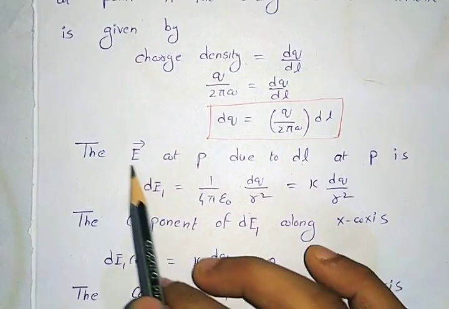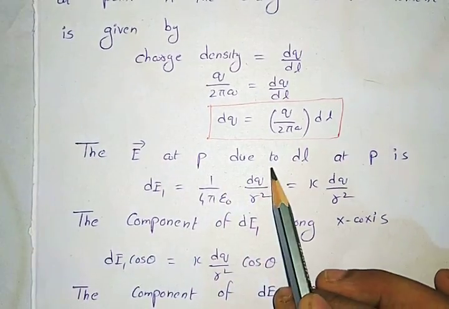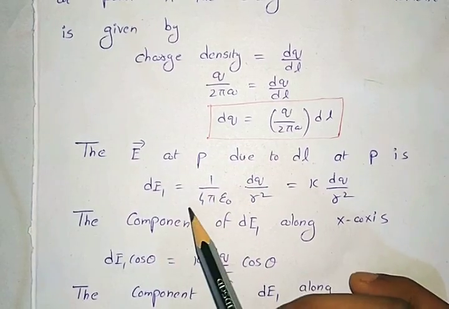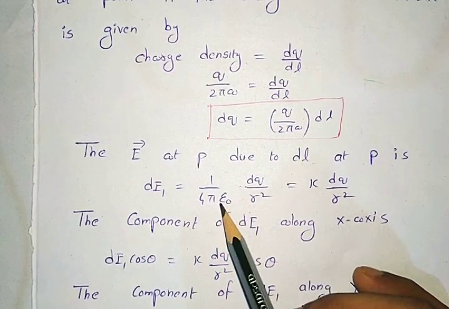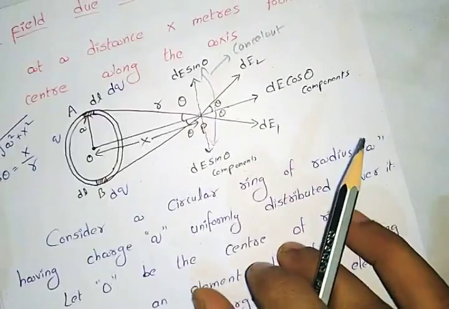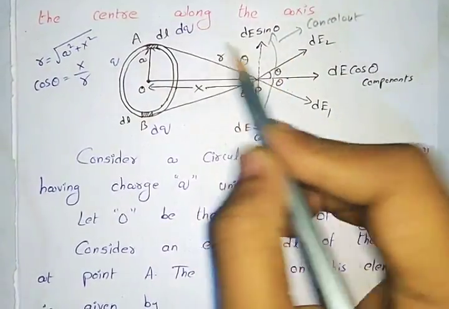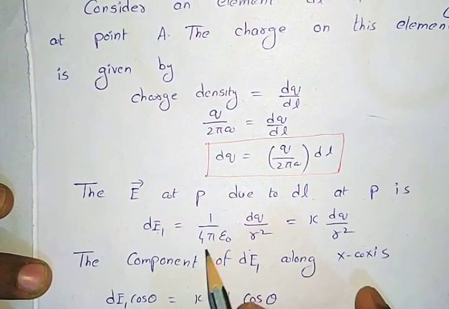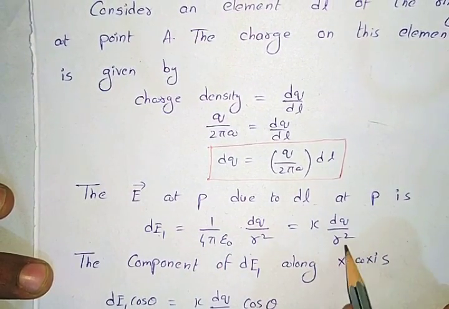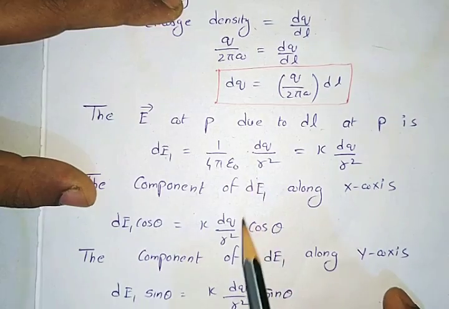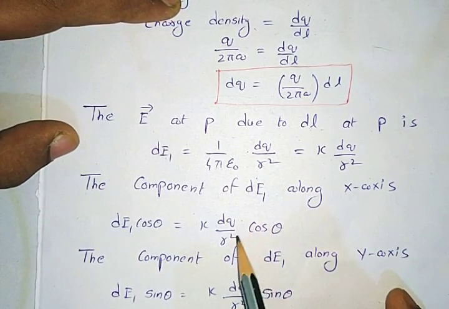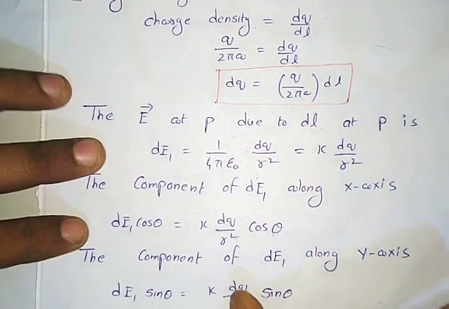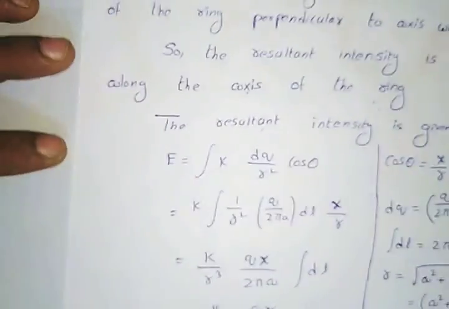Now the electrical field intensity at point P due to dl can be given as dE1, as we have already discussed. This will be 1 by 4 pi epsilon naught dq by the distance between this point and dl, which is nothing but r. So dE1 will be 1 by 4 pi epsilon naught dq by r square, which is k dq by r square. Its x axis component will be k dq by r square cos theta. Its y axis component will be sin theta, which is going to get cancelled due to symmetry.